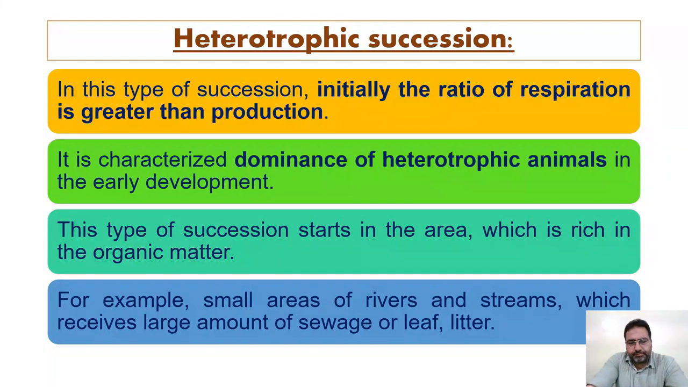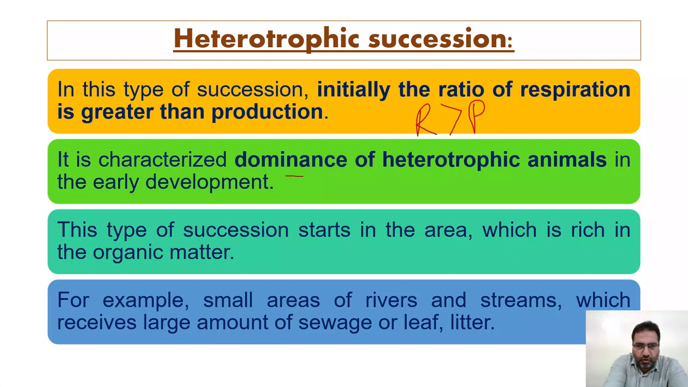Now the second kind of succession on the basis of nutrition and energy is heterotrophic succession. In this type of succession, initially the rate of respiration is more than that of production. In the earlier case, the rate of production was more than the rate of respiration. But in this case, the rate of respiration is greater than that of production.